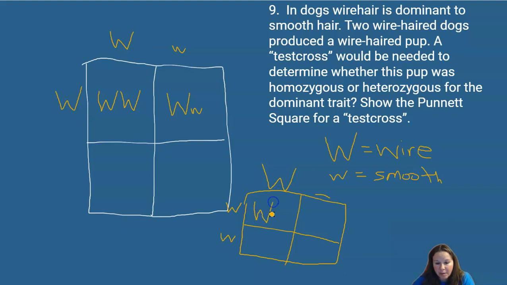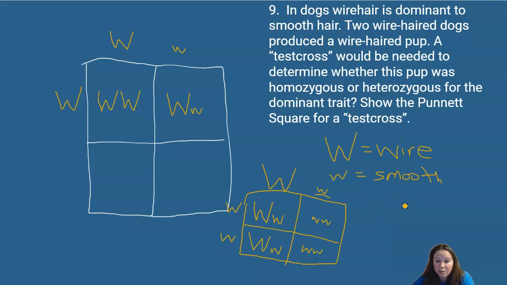So this would be no surprise here, all wire-haired puppies, but if we get 100% wire-haired puppies, we know that our dog in question had a big W here and got this. This was a big W, it would override all these little W's. But if there is a little W here, then I would expect 50% of the pups to be smooth-haired. So then I would know that our dog is heterozygous.